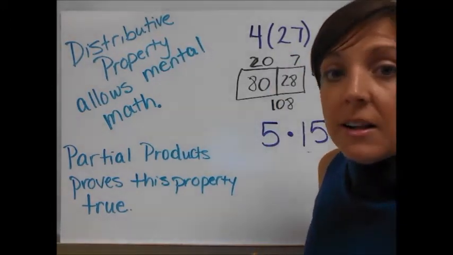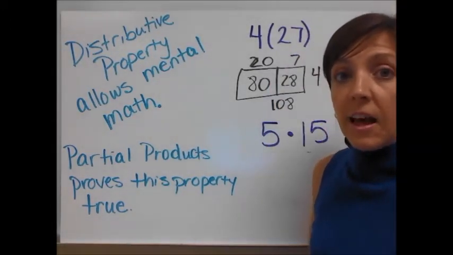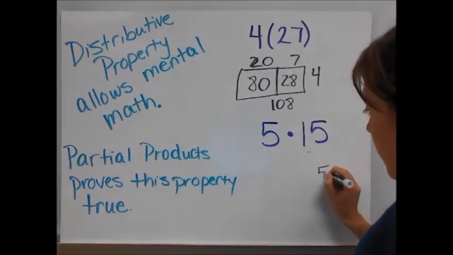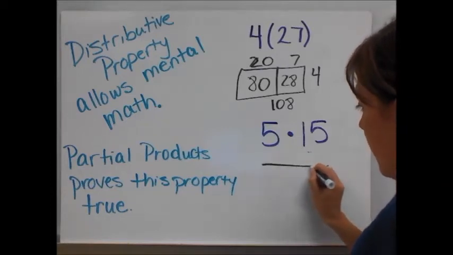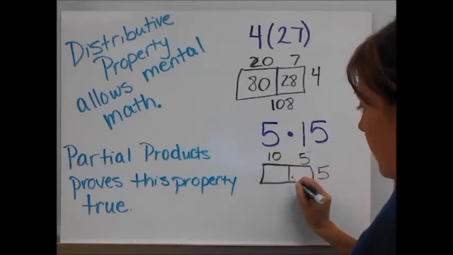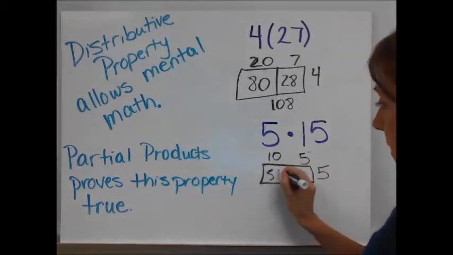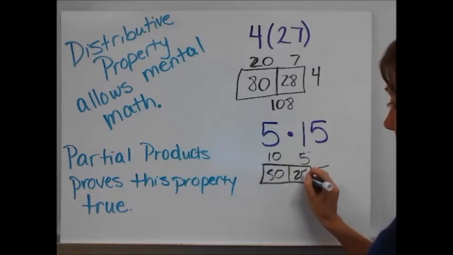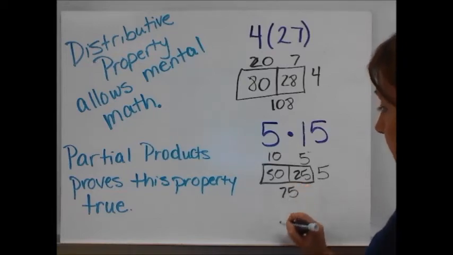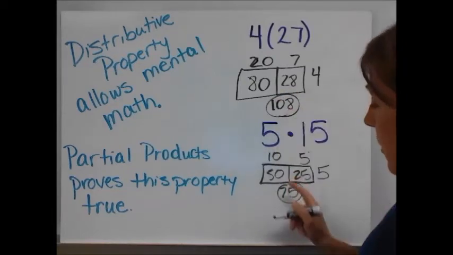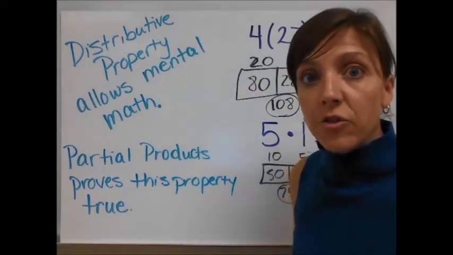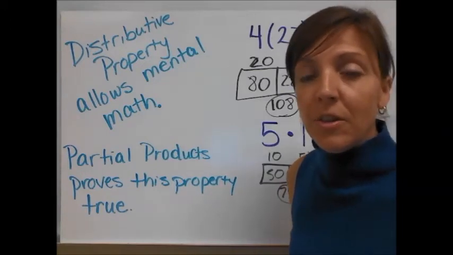All right, let's take 5 times 15 and see if we can break that apart easier. So I'm going to take 5, and I'm going to break 15 apart into 10 and 5. So 5 times 10 is 50, and 5 times 5 is 25. So 5 times 15 is 75. So this would be my answer. I used distributive property to break that larger number into smaller pieces to make this simpler so that I could do it in my head.